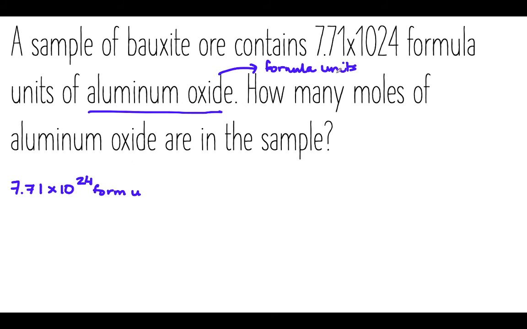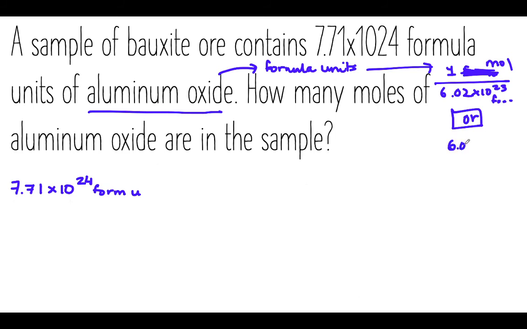So I can use my Avogadro's number with the formula units, and then I have to find the number of moles. So I can represent this as 1 mole is equal to 6.02 times 10 to the power of 23 formula units. Or I can write this as 6.02 times 10 to the power of 23 formula units over 1 mole. So I can use either one of these relationships. The reason why I cannot find atoms is because this is an ionic compound. I'm solving for formula units. The only thing that I can use Avogadro's number with is to find the number of formula units.